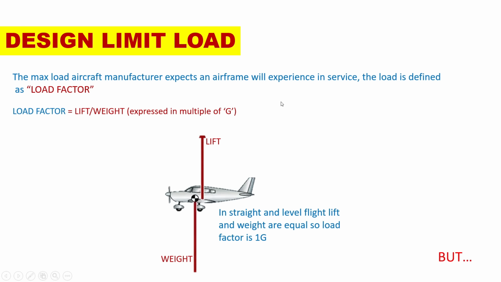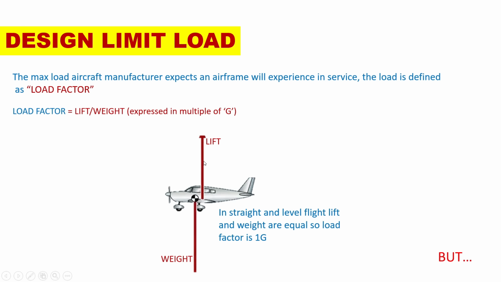I'm trying to overcomplicate it, but if this is going over your head, just remember this definition of design limit load given by the manufacturer: the maximum load the aircraft manufacturer expects the airframe will experience in service, and it is given in the form of a load factor. Load factor is lift by weight, and it is expressed in multiples of g's. This is all you need to know. If you didn't understand anything, then just remember these lines.